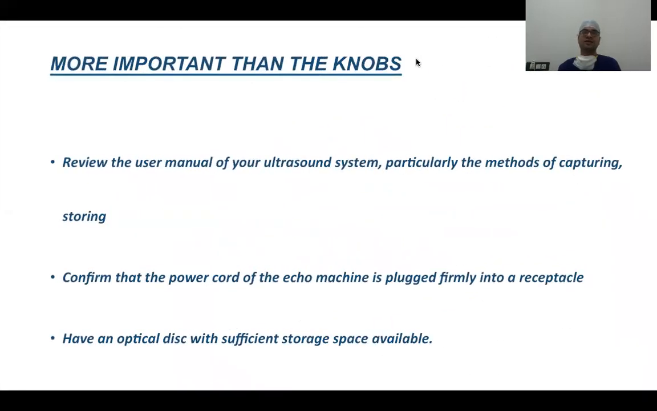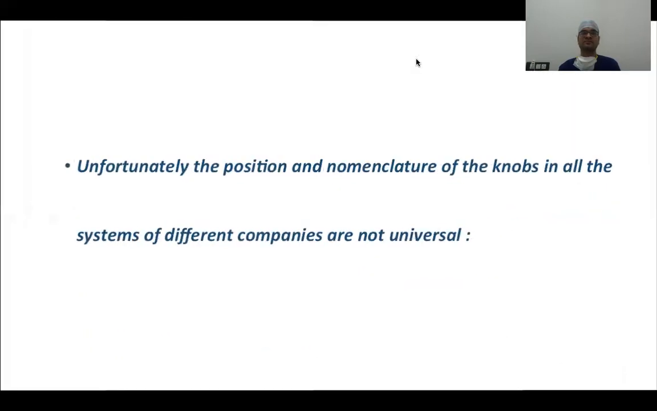So before we start and go toward the specifics of ultrasound imaging, there are some important things which we need to know. You should review the user manual of your ultrasound system, with particular attention to the methods of capturing and storing images, confirm that the power cord of the echo machine is plugged firmly into the receptacle, and have an optical disc with sufficient space available. Unfortunately, the position of the knobs in the ultrasound systems of different companies is not universal, and they continue to change rapidly.